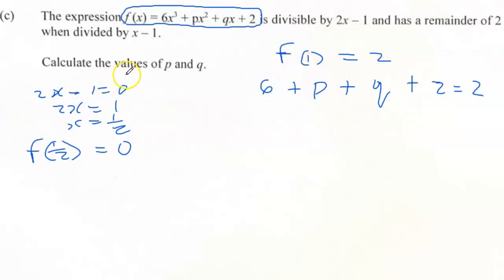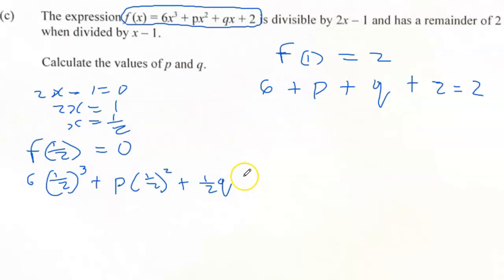Let's find f of half now. So this time we are going to replace the x with the half. So f of half, so 6 times half cubed. So I'm going to substitute here. So 6 times half cubed, plus p times half squared, plus q times half. So that's half q, or q over 2, plus 2. And that's equal to 0.